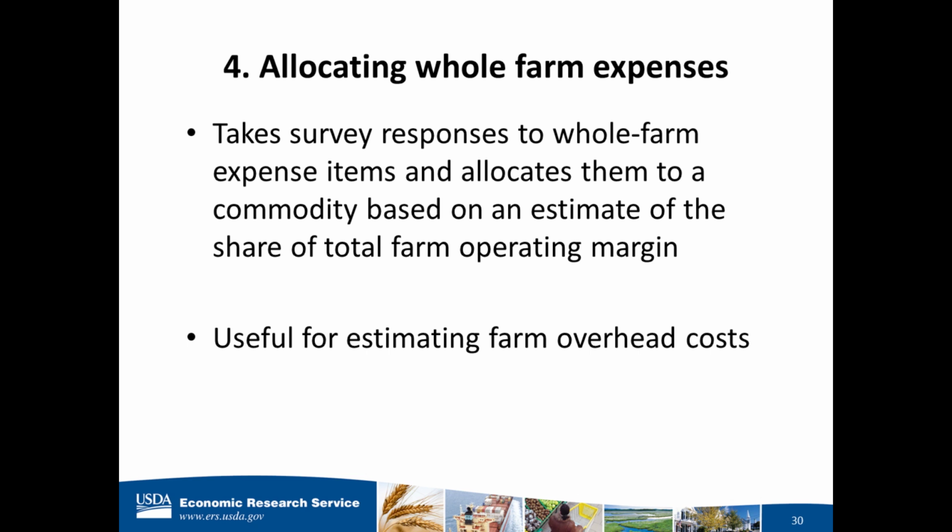So what we use is an allocation scheme, and basically we estimate how much of the total farm operating margin, and this is value of production minus operating costs, each commodity represents. So if, for example, corn represents 30% of the total farm operating margin, 30% of the farm overhead costs would be attributed to corn. So that would be taxes and insurance, the cost of repairing buildings, things that are usually included in farm overhead.